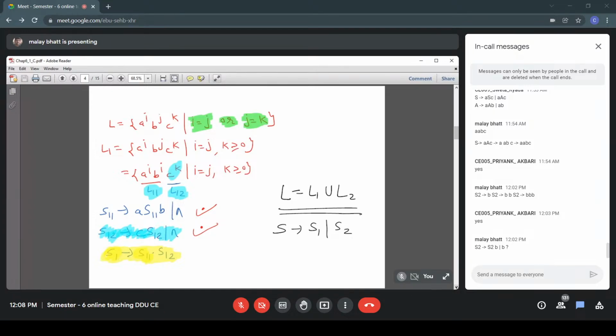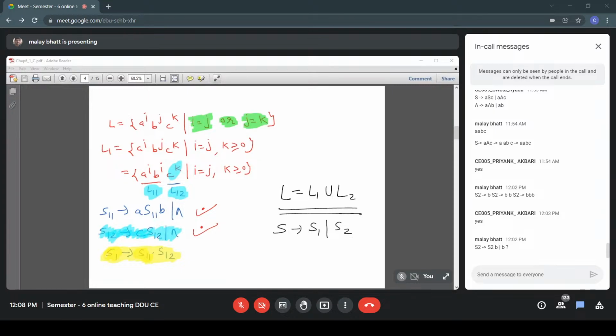And last, we have to do the concatenation of these two languages, L11 and L12. So we are writing S1 is equal to S11 into S12. It is a concatenation of two languages, L11 with L12. This is what we are writing for the L1 language.